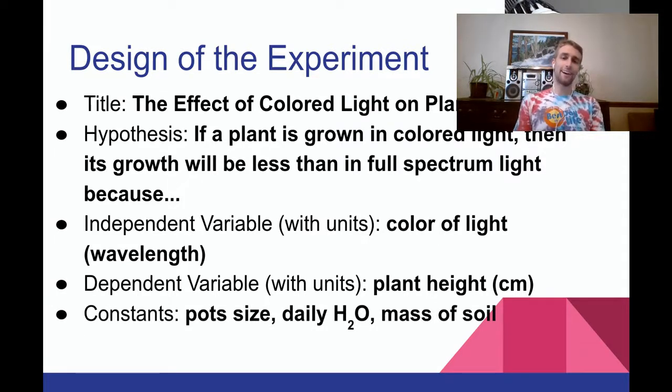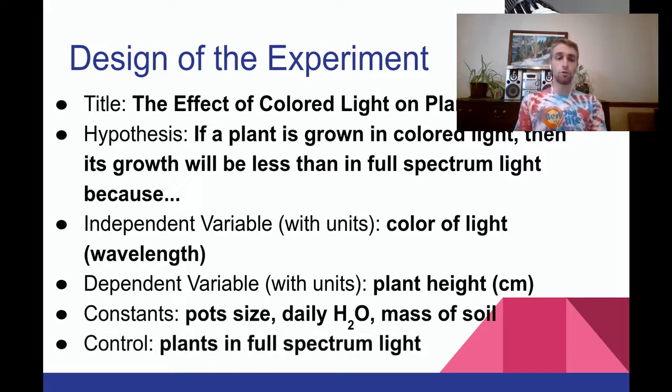Constants are anything else in the experiment that might affect the plant growth, that might affect the dependent variable. So we want to keep the pot size, the amount of water, and the mass of soil the same. Your list might even have more choices than that.